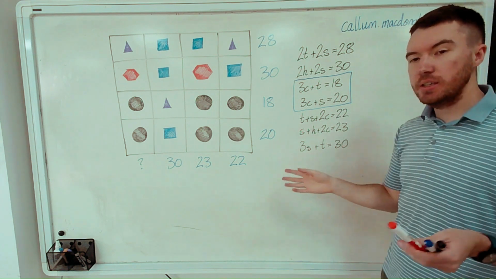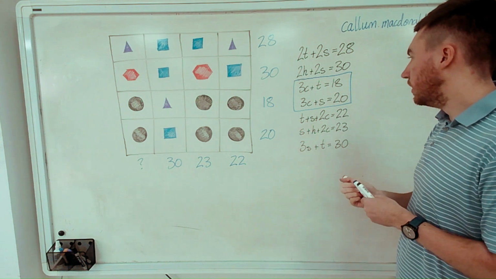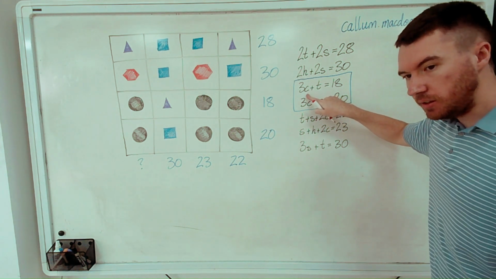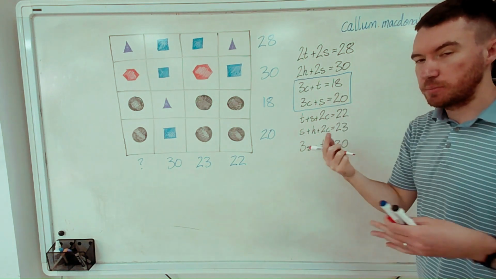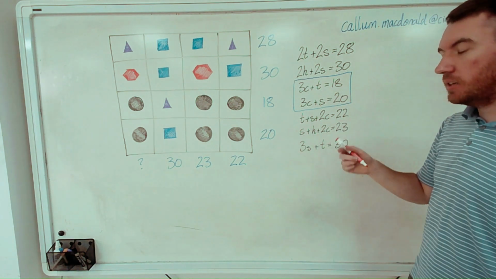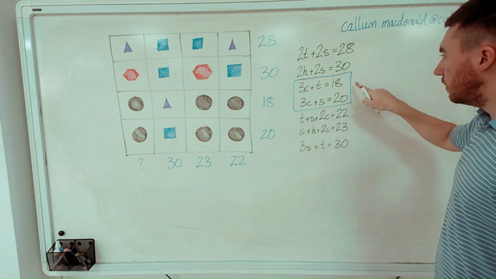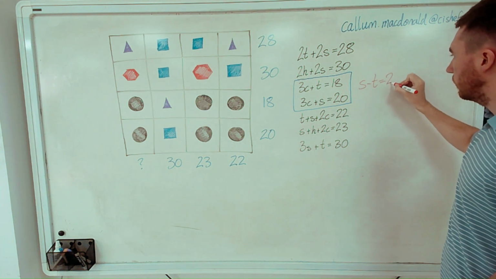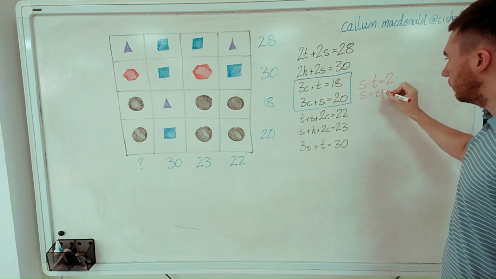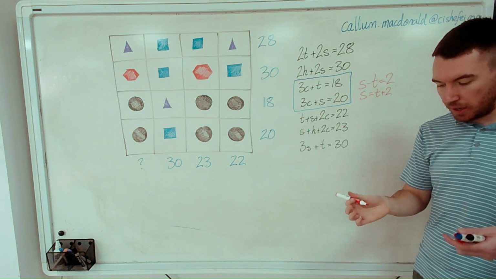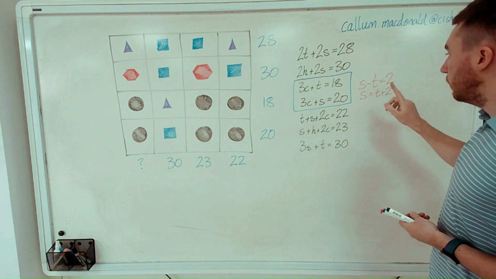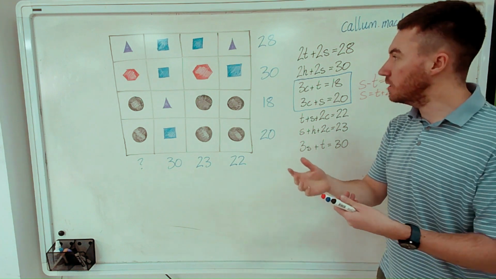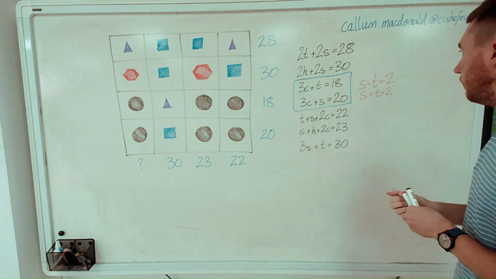Both of the three C's disappear, and we get left with 3C minus 3C is nothing, S minus T is S minus T, and 20 minus 18 is 2. Right? So if I do this one minus this one, I get that S minus T is 2, or S equals T plus 2. Okay, so now I can write S in terms of T. I can put this S into here, and I have some amount of T's is 28. Right? So that's what I'm going to do now.